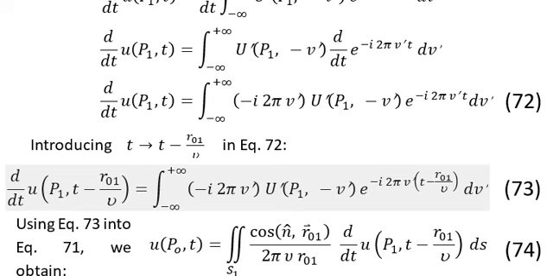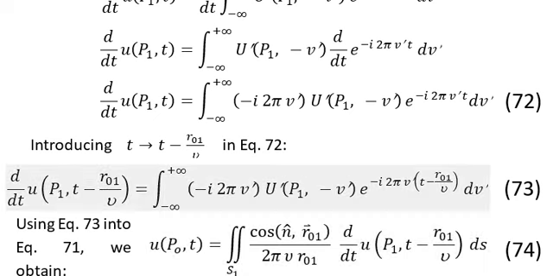which is changed in the exponent form. The quantities in the integral are due to the time derivative. For example, within the parenthesis, minus iota 2 pi nu prime is due to the time derivative of that quantity, which we have shown in equation number 72. Replacing the time by t minus r01 over v, we have obtained equation number 73. Now using equation 73 in equation 71 we obtain the following.